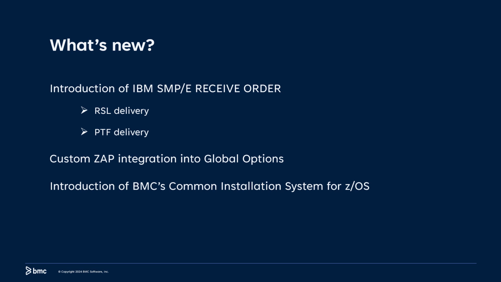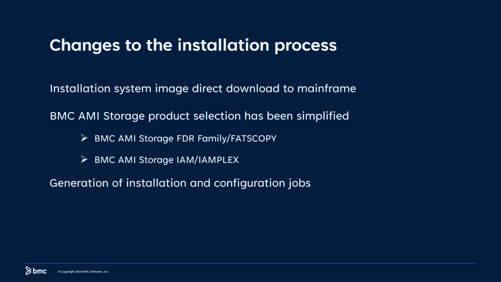Lastly, the most significant changes to the BMC AMI storage product families are found in the installation process, which we'll cover next. The changes to the installation process start with downloading the BMC Common Installation System's .bin image file. In typical installations, users will download the installation system file directly to their mainframe via FTP, FTPS, or SFTP batch job, and then decompress that image file using a decompression batch job provided with the image file.